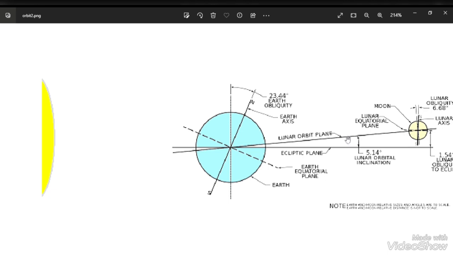But because of this difference in angles, the moon is sometimes above this shadow or sometimes below this shadow. So we don't have the eclipse. We should do some mathematical calculations to find when are we going to have the eclipse of the sun and when are we going to have the eclipse of the moon. Okay, let's go to the next figures.